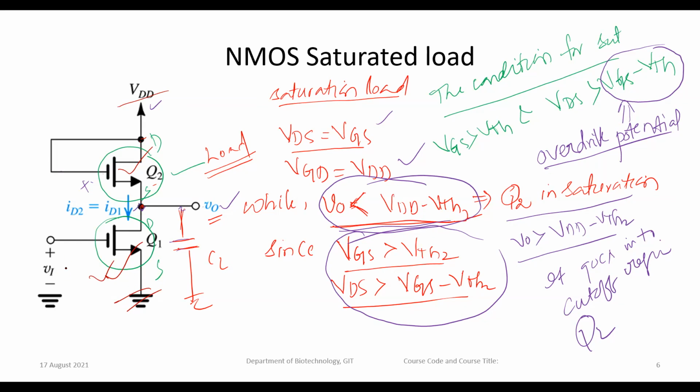Suppose your input voltage Vi, at Q1, is less than VTH1. Suppose this threshold voltage is VTH1. If the input voltage applied at the gate is less than the threshold voltage, this device Q1 is in the off condition, the cutoff region. Whenever it is off, this device is an open circuit. Now the current flows through this device into the capacitor.